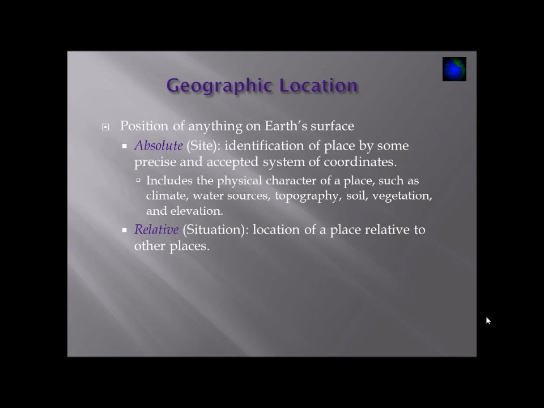A note about geographic location. Position of anything on the Earth's surface can be described in two ways. One is absolute. That's precise. That includes a latitude and a longitude. The second is relative. You can speak about a location of a place relative to other places. For example, Montgomery is south of Birmingham. Birmingham is west of Atlanta.